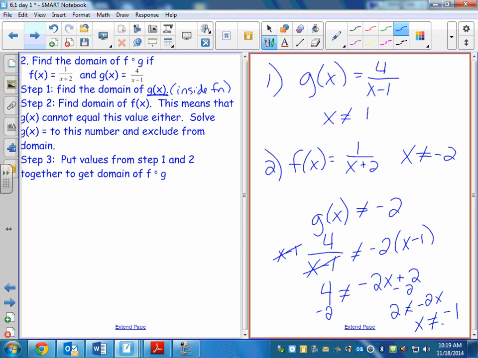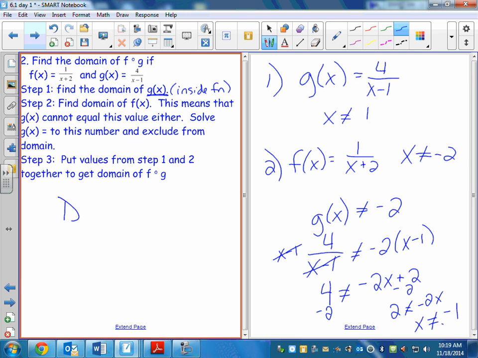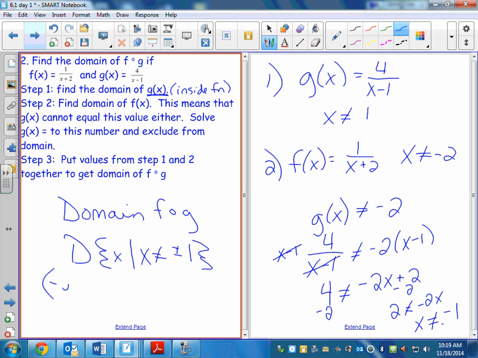So if you can remember step 2, your domain is just putting those two things together. So my domain for this f of g, in this case, is everything except 1 and negative 1. If we write it in set notation, we can say x is not allowed to equal plus or minus 1, since it's the same thing. Or in interval notation, that would be negative infinity to negative 1, negative 1 to 1, 1 to infinity.